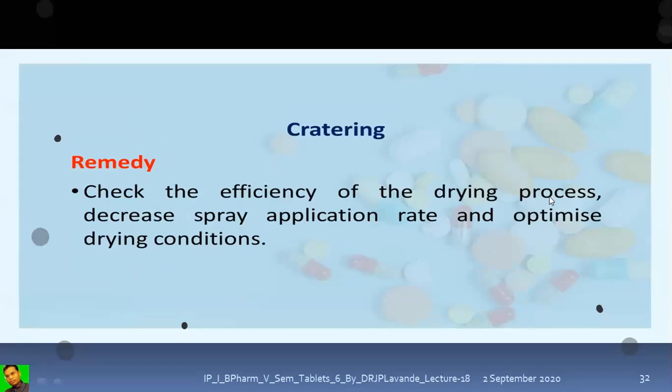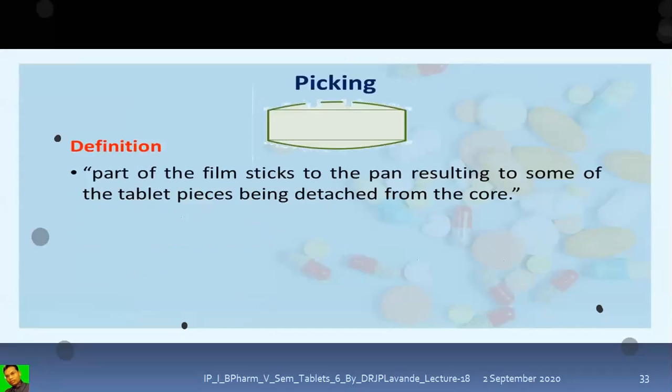We have to monitor, adjust, and optimize the drying process. We need to decrease the spraying application rate, or go for spraying instead of pouring the coating solution, and we need to optimize the drying conditions. So these are the remedies to avoid cratering.